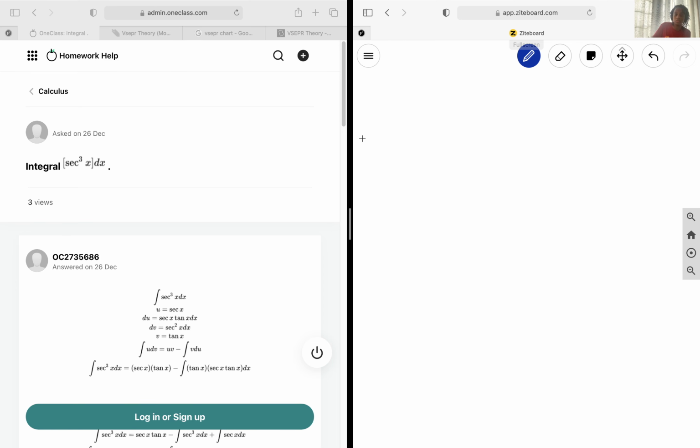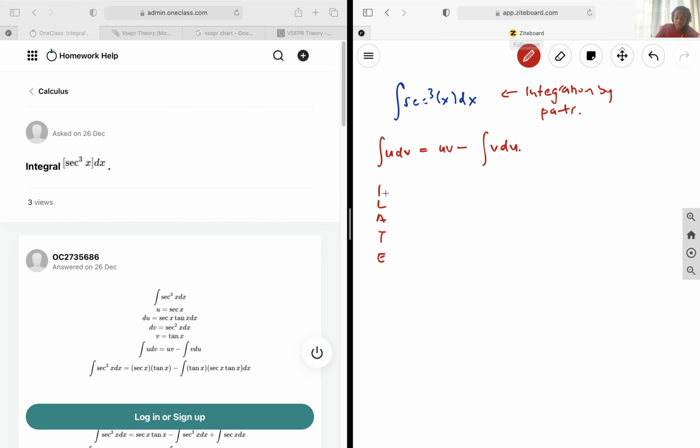Next up, we will want to find the integral of secant cubed x dx. In order to find that, again, we will be using integration by parts. Let's just write down the formula. And remember that we will be choosing our u according to ILATE. So let's just write that down.